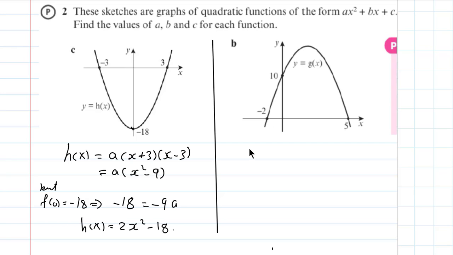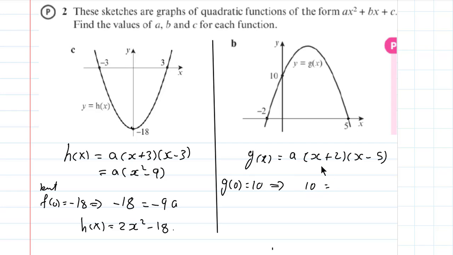Here, the function is g of x. G of x should be x plus 2 times x minus 5, because if you want to solve this equation, equating it with 0, to get the roots, it will be 5 and negative 2. But the problem is in the coefficient. But it will be very easy because we have a very important information, which is g of 0 is what? G of 0 is 10. So replacing x with 0 will give us 10.